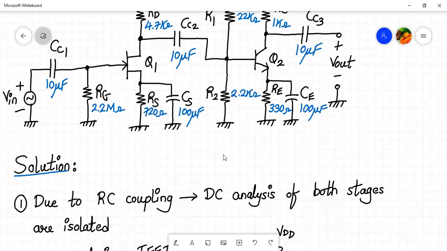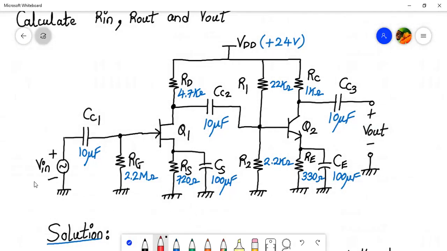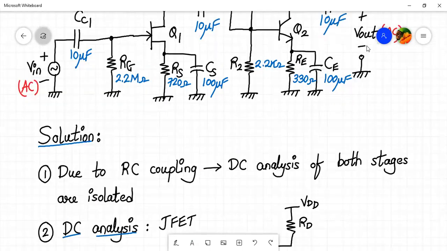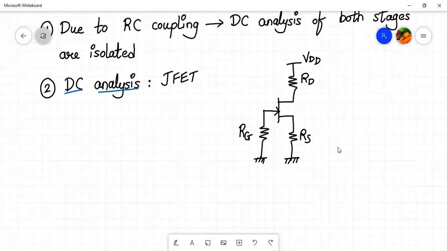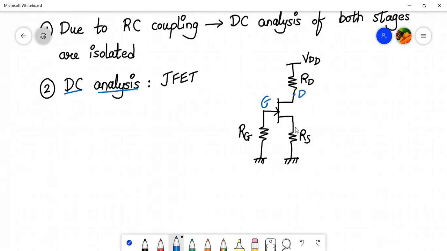By the way, we should always know what are the DC and the AC quantities in the circuit. So AC, we have small signal AC. At the output also we have AC Vout, and the DC is the supply used to bias the transistors in the proper operating region. Okay, so DC, AC, and AC. Now let's come back to the circuit. Over here, let me mark the terminals. This is the gate terminal, this is the drain terminal, and the source terminal.